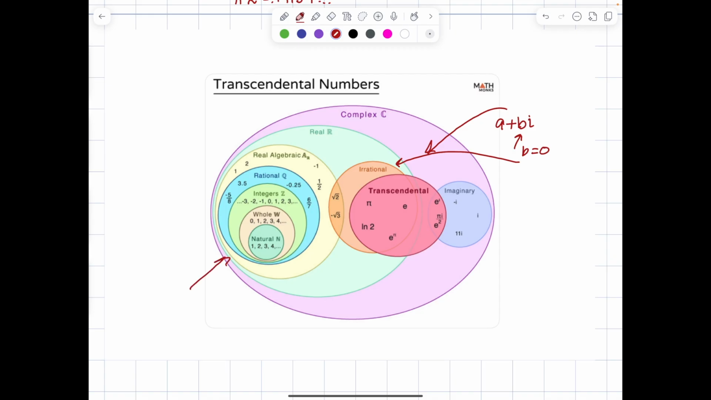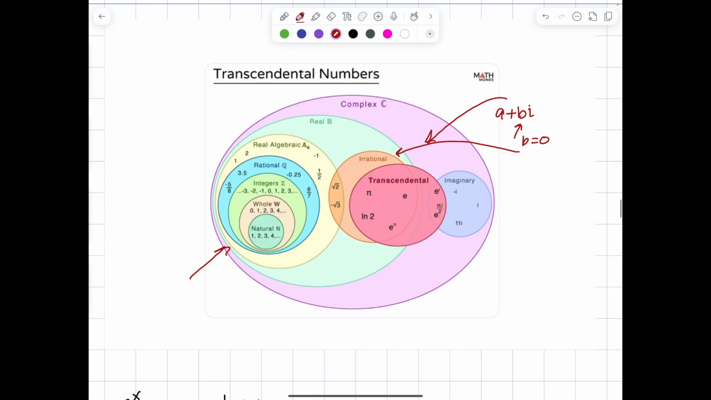Here's all of our numbers that we use: the reals, the algebraics, the rationals, integers, whole numbers, natural numbers. This is just what we use in math to denote all of our number systems. And so it's a helpful chart to have if you ever see any of this notation. It just is pretty helpful.